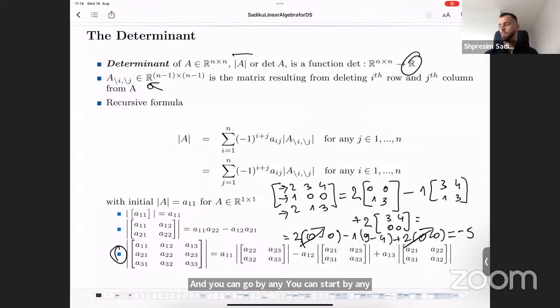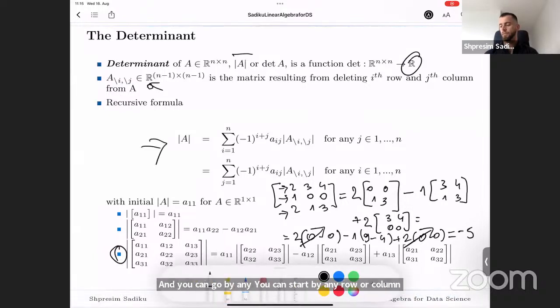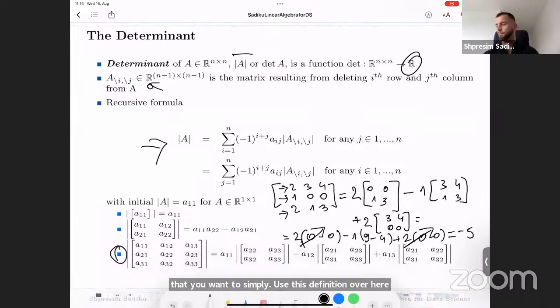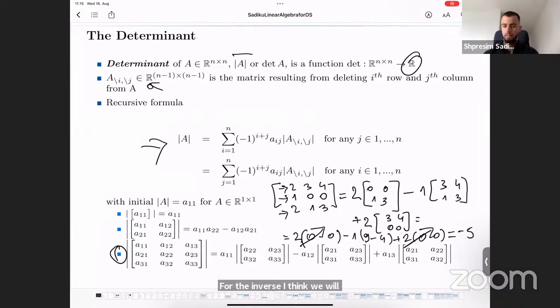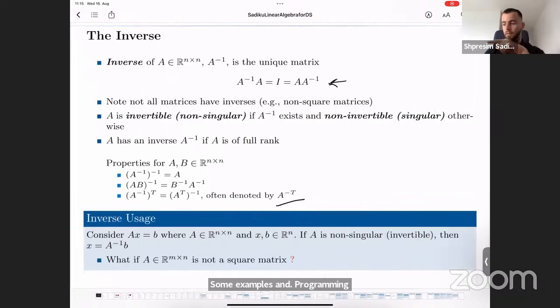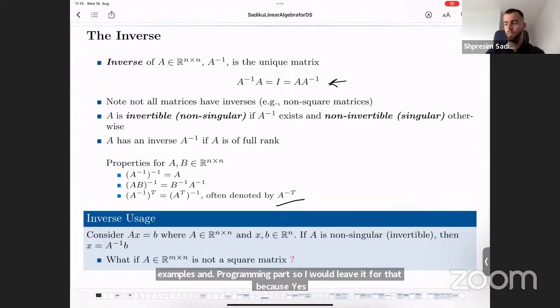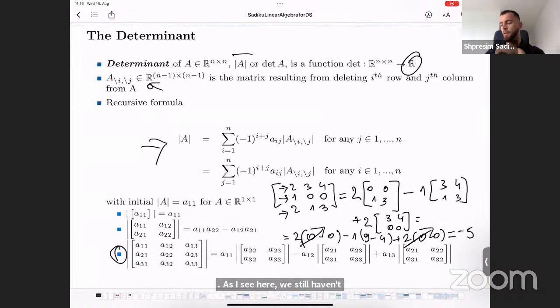You simply use this definition over here. And for the inverse, I think we will have some examples in the programming part, so I would leave it for that, because as far as I see here, we still haven't given the closed form solution for the inverse.